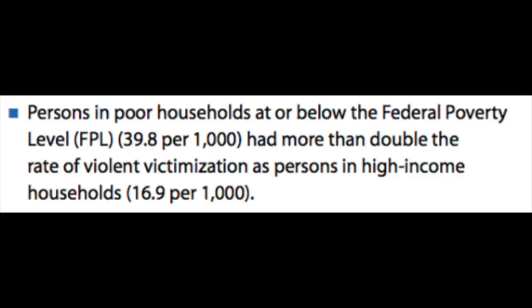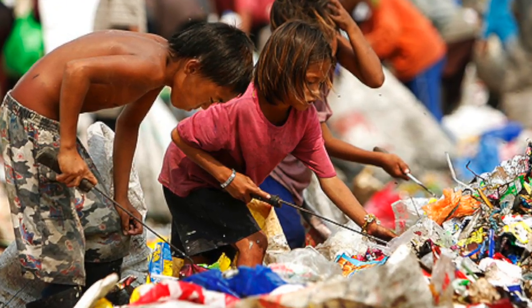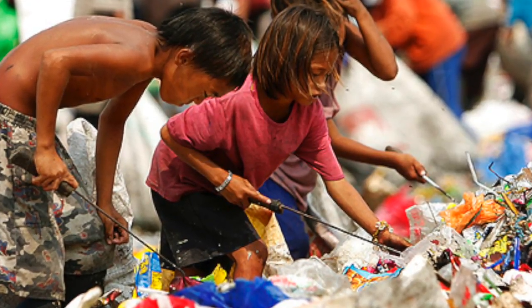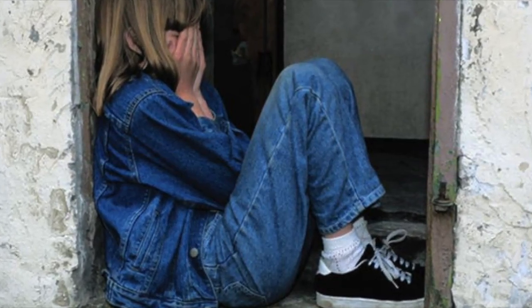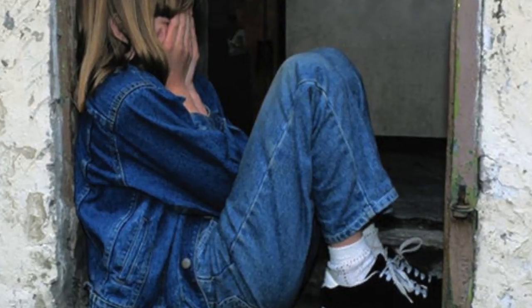As we mentioned earlier on, we decided to explore deeper on this subject. We agree that there is a positive correlation between poverty and crime, but that the correlation is much stronger than what the data shows. After doing research, we came across a study conducted by the Bureau of Justice Statistics. The study shows that people in poor households at or below the federal poverty level, which is 39.8 per 1,000 people, had more than double the rate of violent victimization as persons in high-income households, which is 16.9 per 1,000 people.